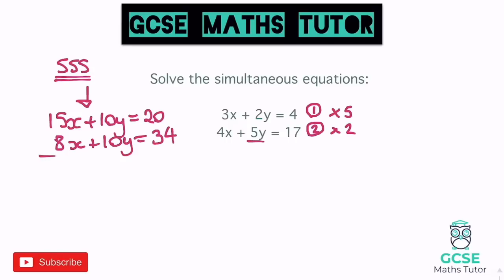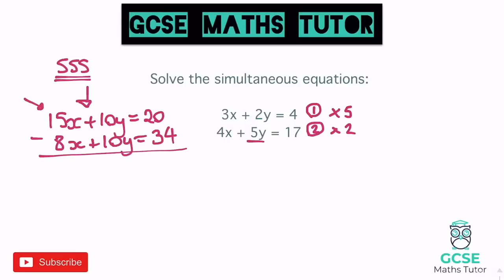So all I'm going to do is take them away from each other. I'm going to put a little minus sign here, and I'm going to do the bigger equation take away the smaller equation. Now, obviously we've got some different numbers going on here. We've got a bigger number at the end in the second equation, but we've got a bigger x value here in the top one.